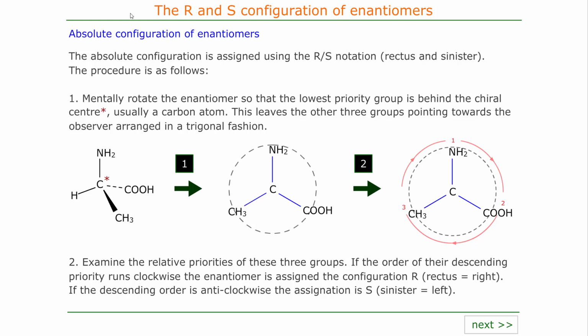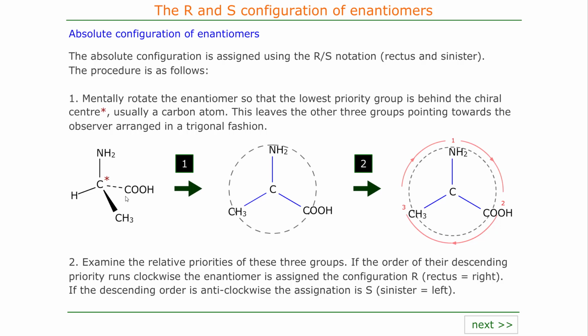Assigning absolute configuration to enantiomers, the R and S configuration of enantiomers. What we're looking at is putting an absolute configuration on a chiral center and assigning it an R or an S value, which stands for rectus and sinister. Rectus means right or clockwise, and sinister means anti-clockwise.